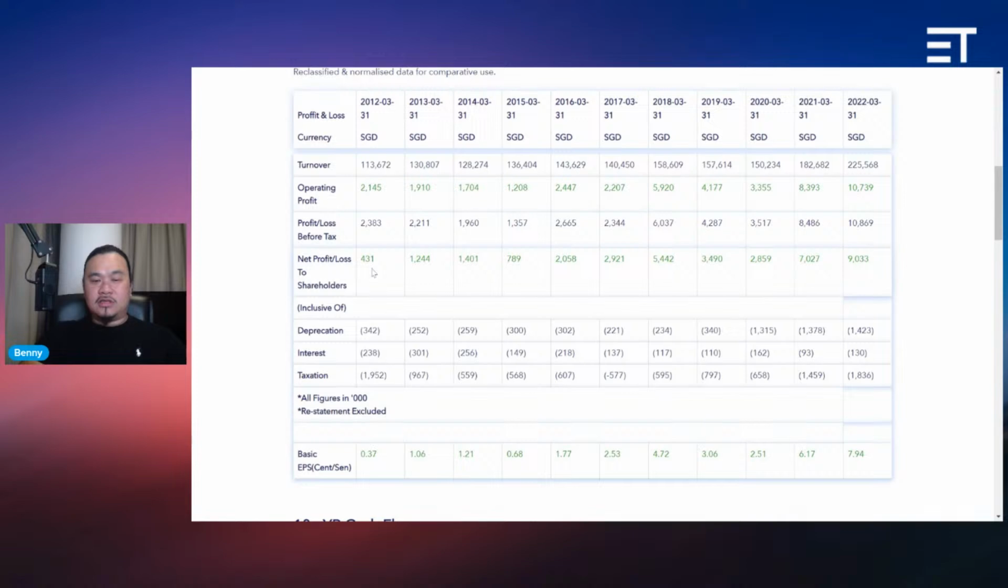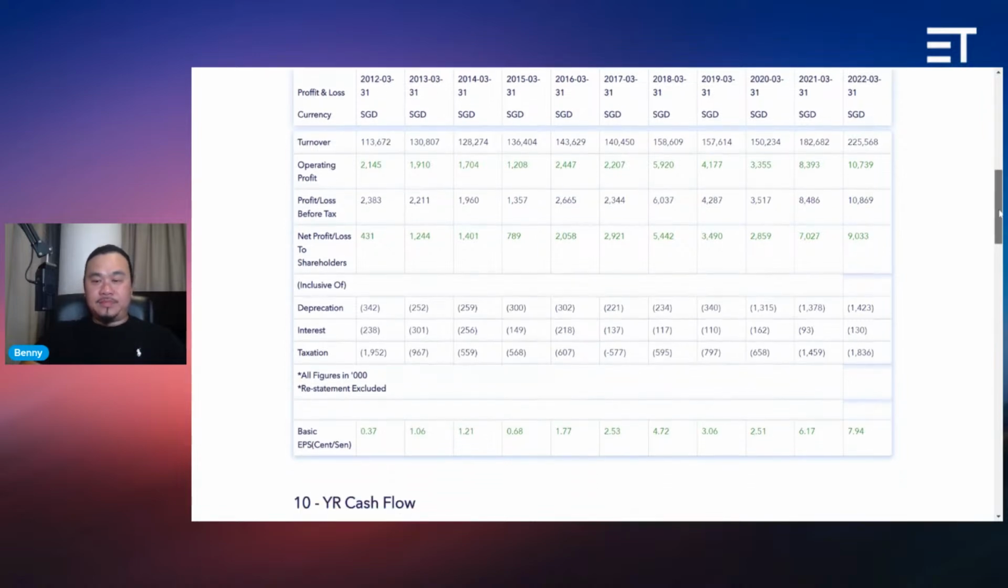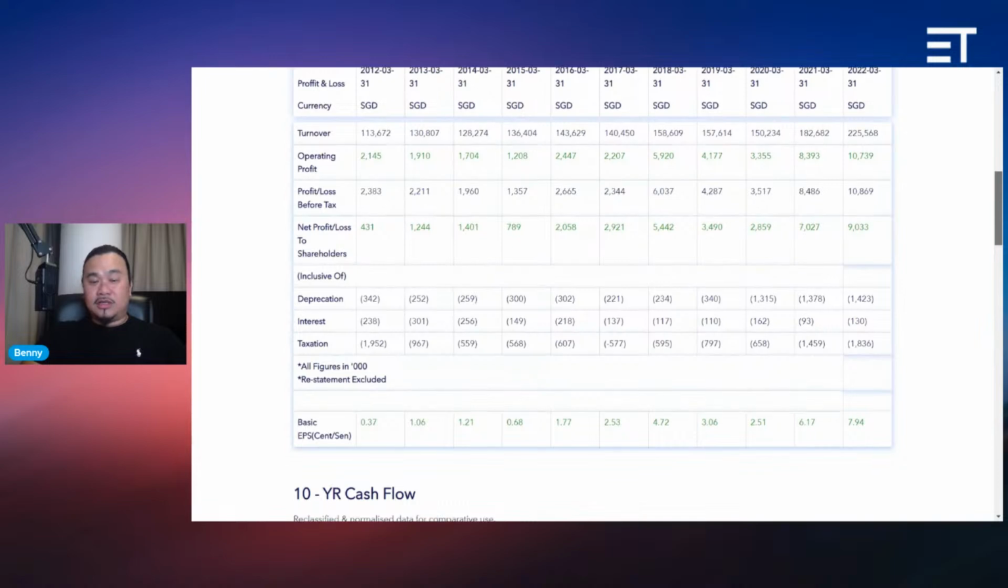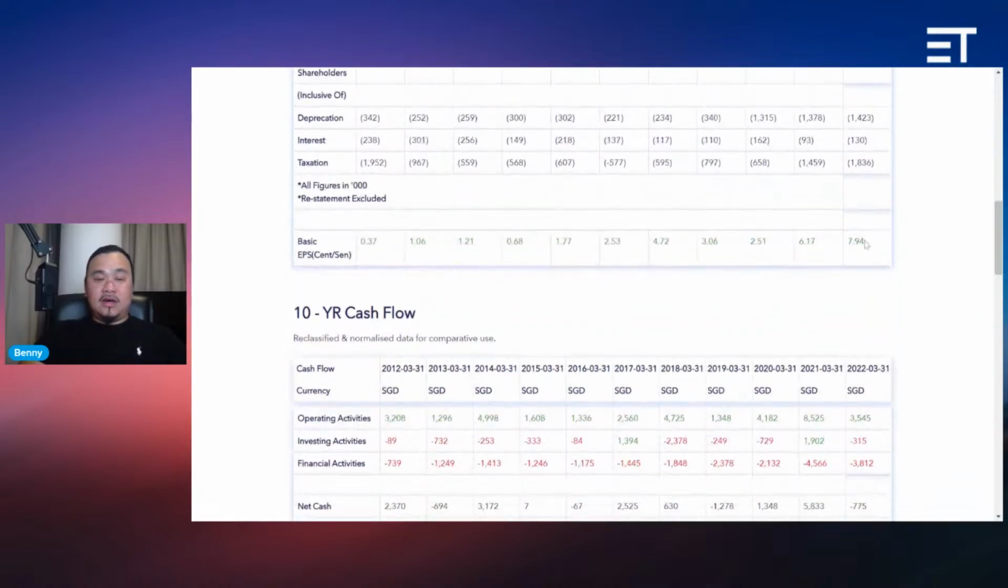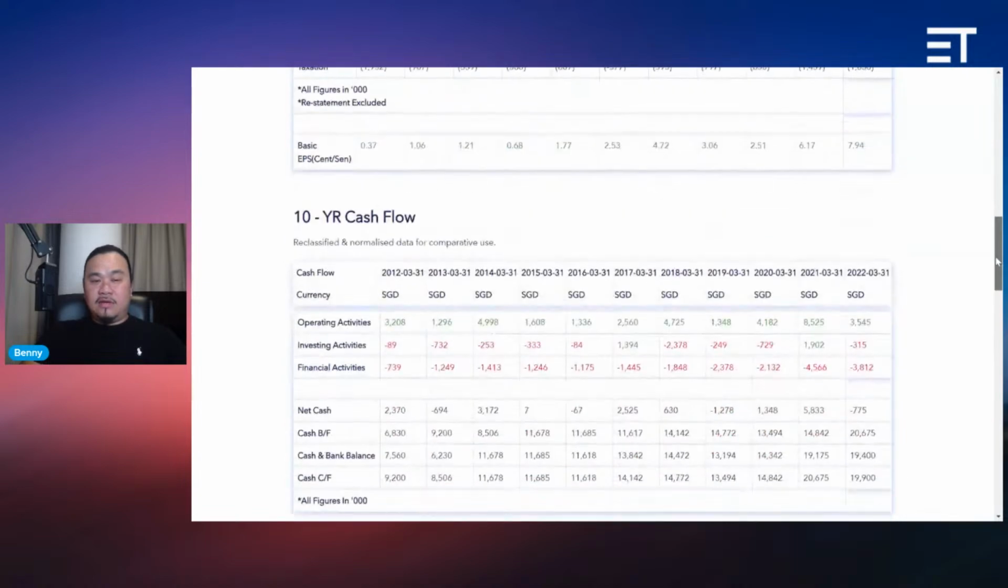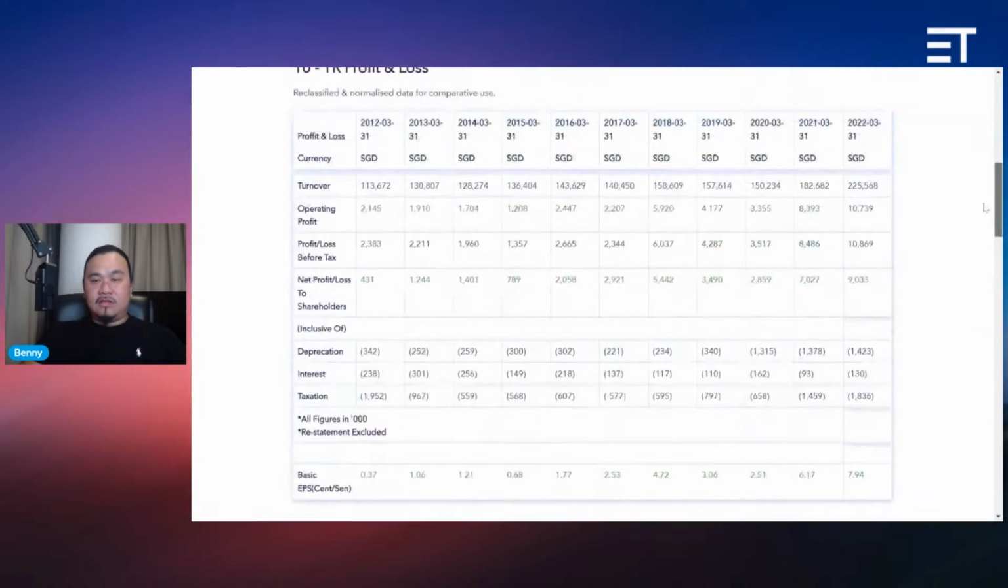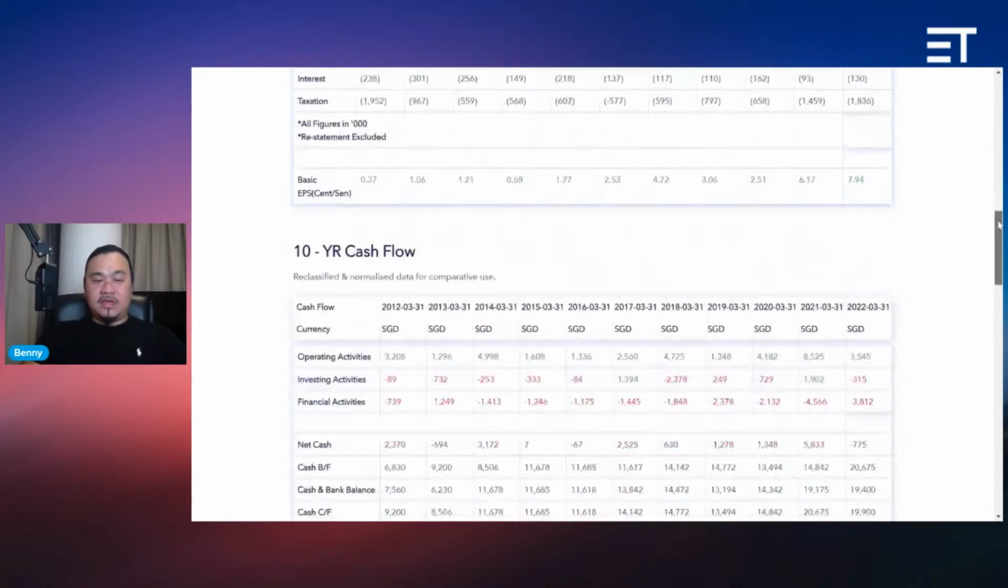Payable to shareholders from 431,000 Singapore dollars 10 years ago, and has gone up to about 9 million Singapore dollars. If you look at the basic earnings per share, it has also increased. So you can see the increase in its financials over the past years has been consistent. You can see every year has been rising. The net profit has been rising as well.